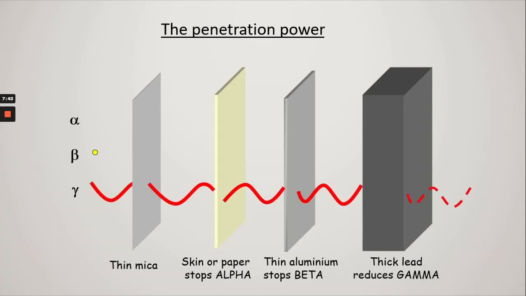Gamma radiation can travel the furthest. It takes thick lead or concrete to reduce gamma radiation. Beta is the next furthest, so beta particles can travel through very thin films and paper, but they're stopped by thin aluminium. Alpha particles can travel through the thinnest of films. Mica is just a material that can be made into a very thin film, but alpha particles are stopped by paper or skin. We'll fill that in the table in a wee minute.